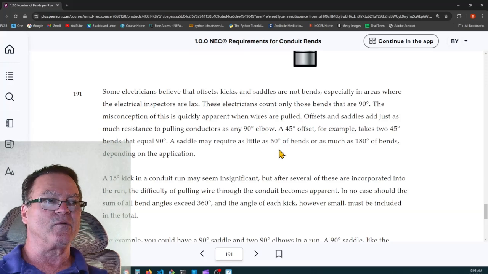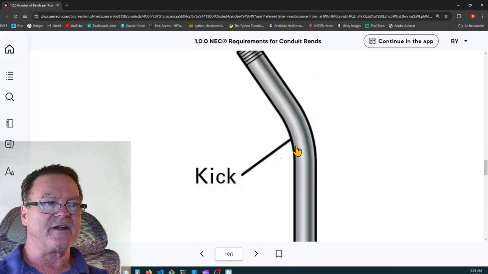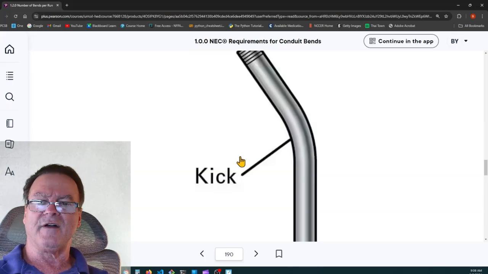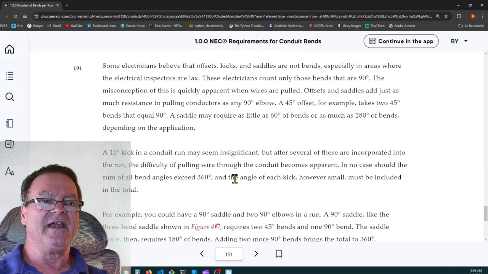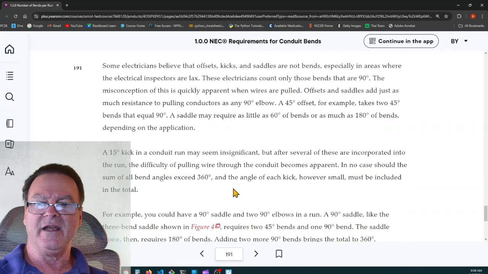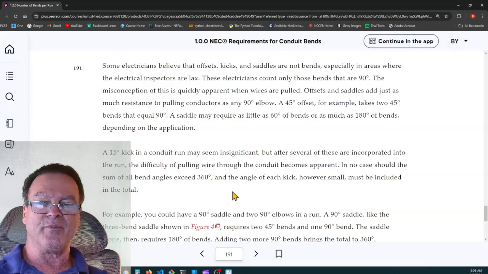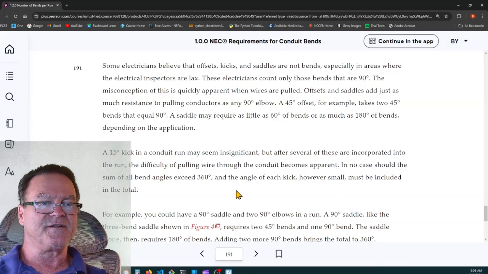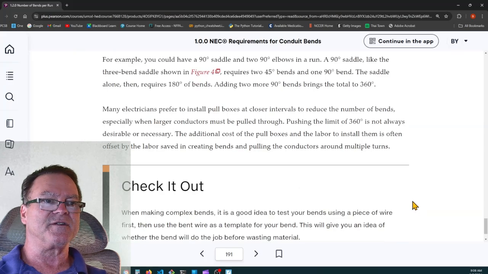I had an inspector one time. He'd count every offset as 90 degrees. And I tried to argue with him. I said, it's two 30-degree bends, so it's only 60 degrees. No, every offset is 90 degrees. So he counted every 90 as 90. He counted every offset as 90. Even a box offset he counted as 90. And he said I was over the 360 degrees and I needed to put a junction box in the middle. So I did as he instructed, and I put a box in the middle. And then he came back and we passed inspection.